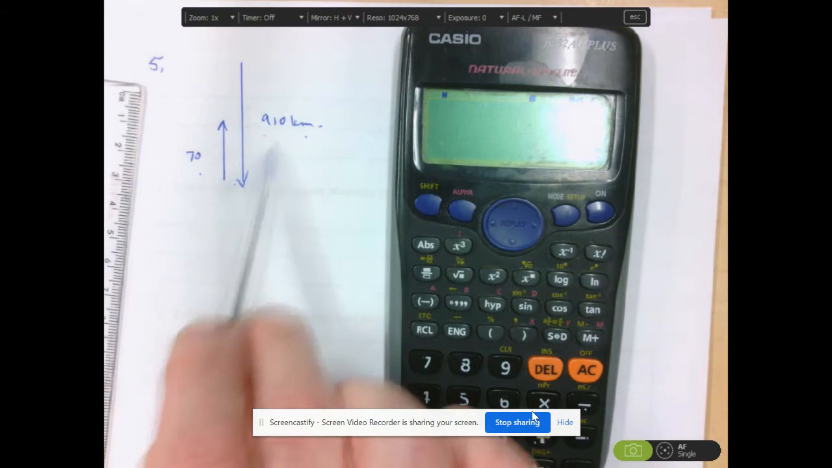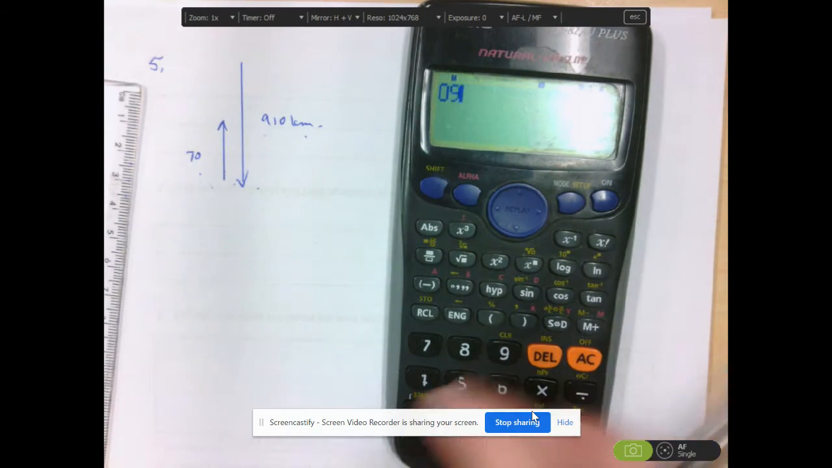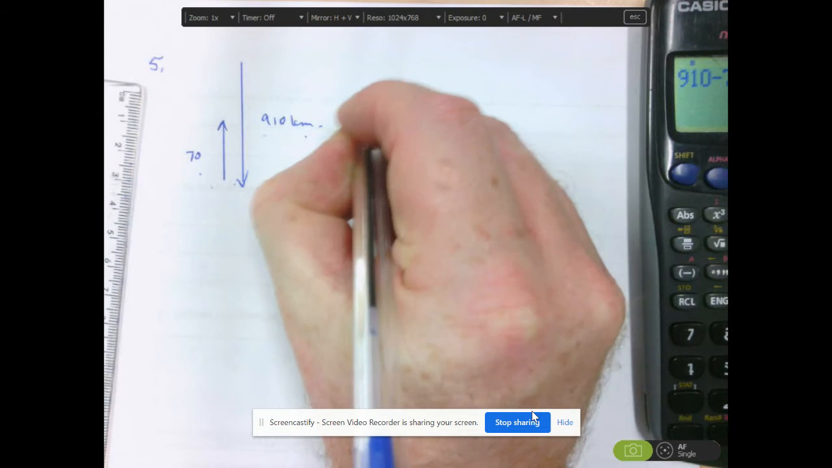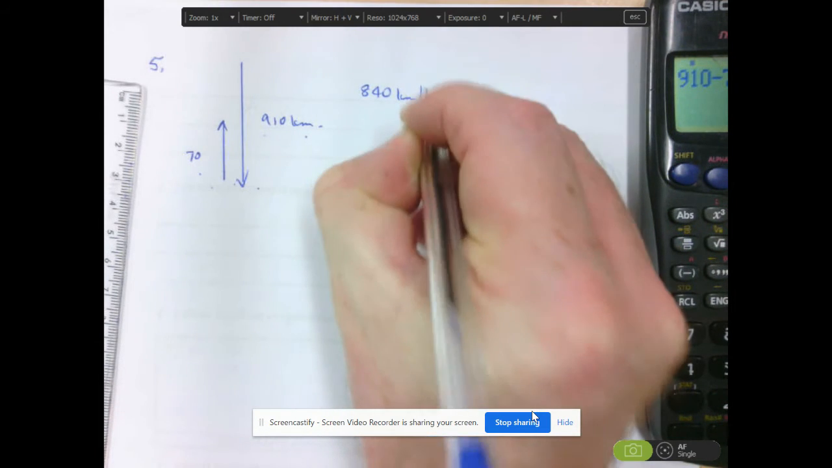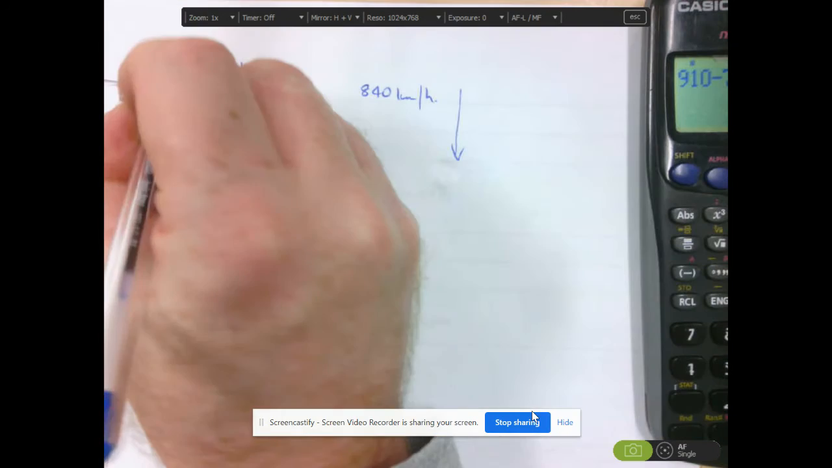Because these are in cardinal directions, we can just subtract them. We don't need to do much with it. So the actual answer will be 910 minus 70. So we'd have an effective 840 kilometres per hour progress in the south direction. So that's A.